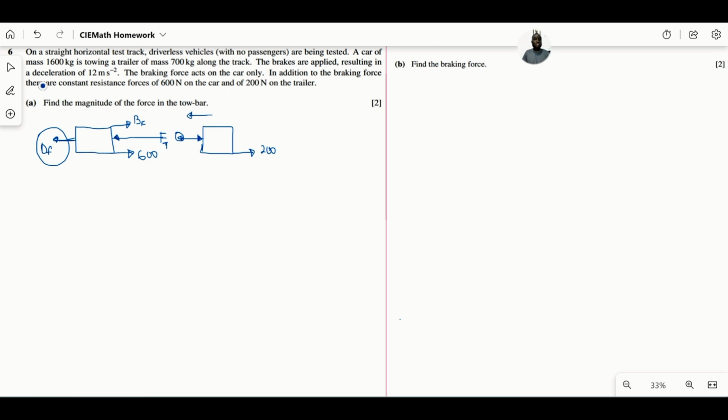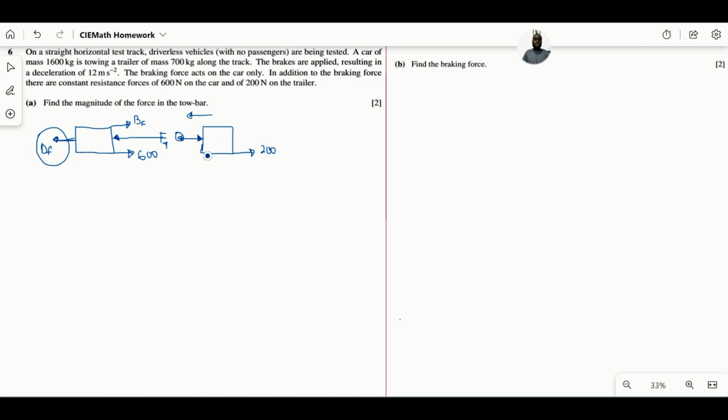Now, if the deceleration is 12 meters per second squared, that just implies here that the rate of slowing down is happening at a rate of 12 meters per second every second. In other words, the net force acting on whether the trailer or the car is acting in a direction opposite to where they are both moving and has a magnitude of 12 meters per second squared multiplied by their respective masses.